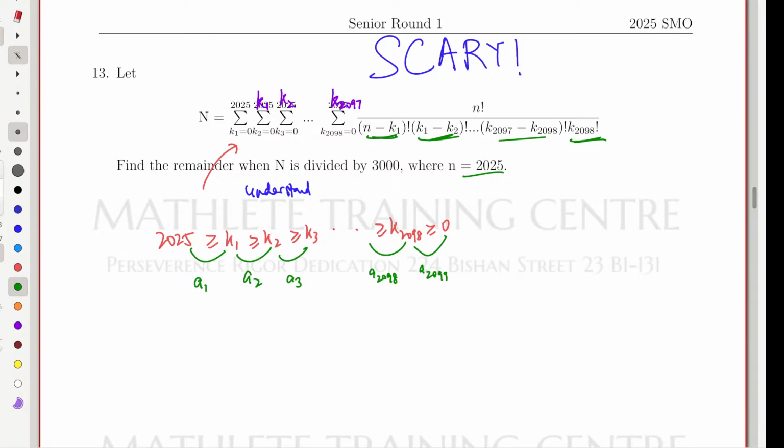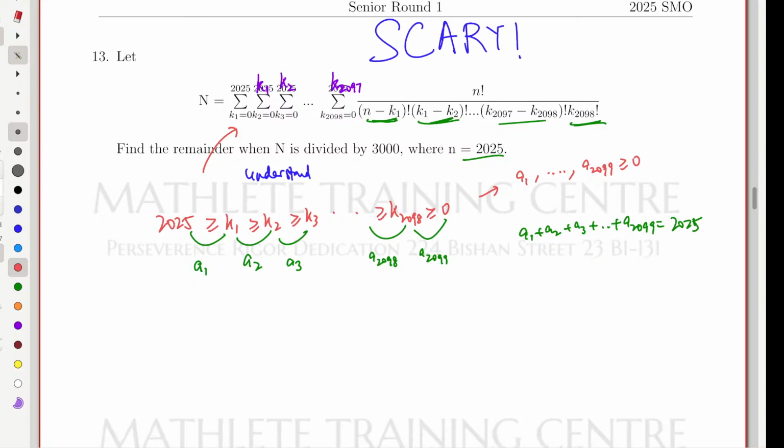So first thing we notice is that the gaps A1, A2, A3 until A2099 add up to 2025. Right, so in fact, some of these gaps will be exactly zero, but we don't really care. So this is what it looks like. And then next, what do you notice? You notice that the condition that I wrote in red color just becomes the condition that A1 up to A of 2099 are all at least zero, right?